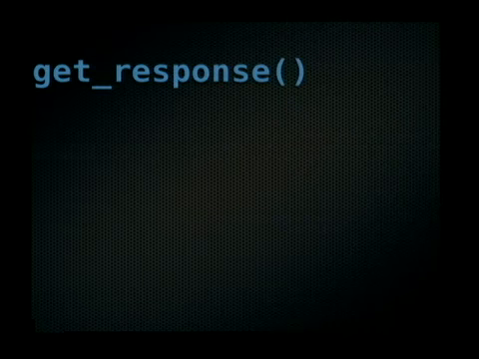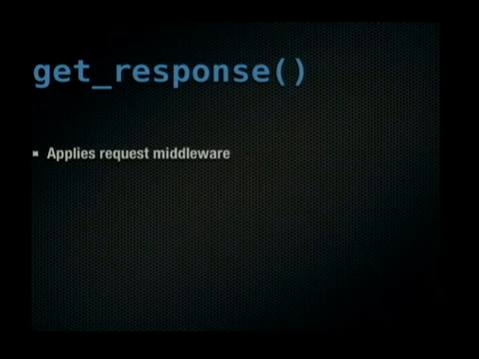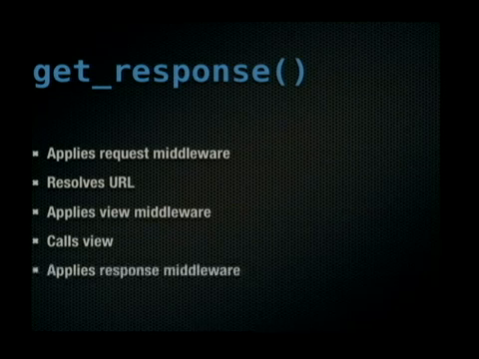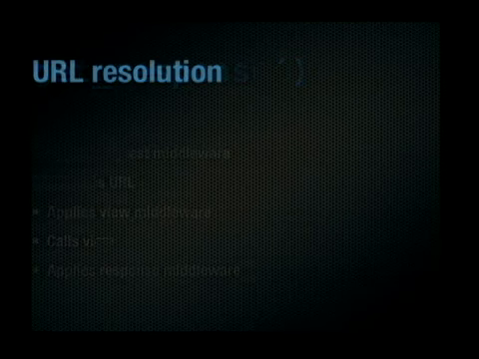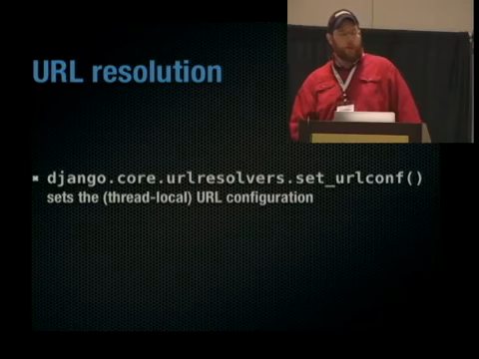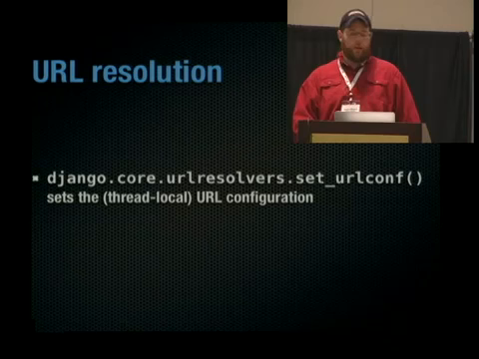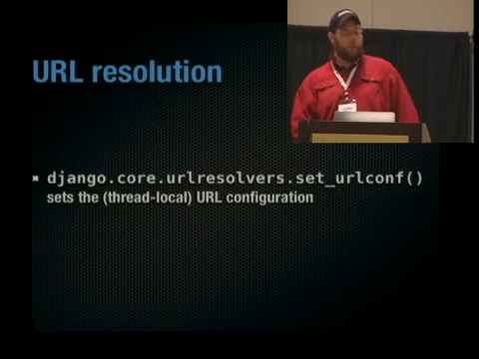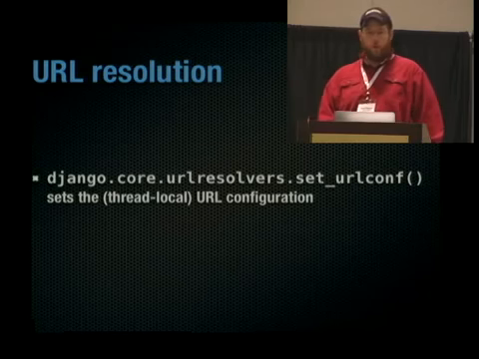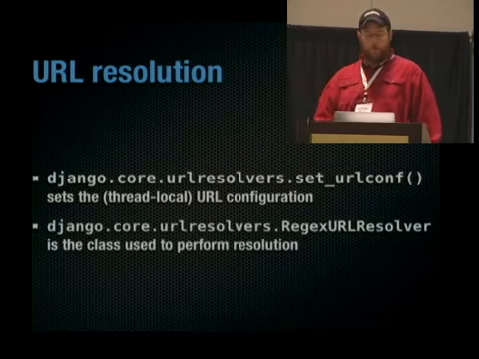GetResponse is where all of Django's processing actually happens. First thing we do is we apply our request middleware, resolve the URL, apply the view middleware, call the view, apply the response middleware, and hopefully return a response. This is all covered in the documentation, but now we're going to go into actually how it works. So we need to resolve a URL. django.core.urlresolvers.set_urlconf sets the root URL configuration. This is thread local. We get this basically from ROOT_URLCONF, but you can override it if you need to.